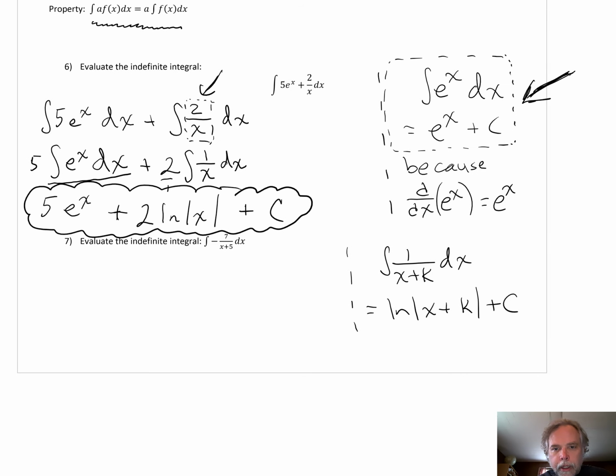And for this last one, what we can do is kind of like what we did with the second term of number 6 up here. It's not over x, it's over x plus 5. But we do have this formula on the right-hand side for the integral of 1 over x plus k. So we don't want that 7 there. We also have a negative, but we can take out a negative 7, write it outside of the integral sign, times the integral of 1 over x plus 5 dx.